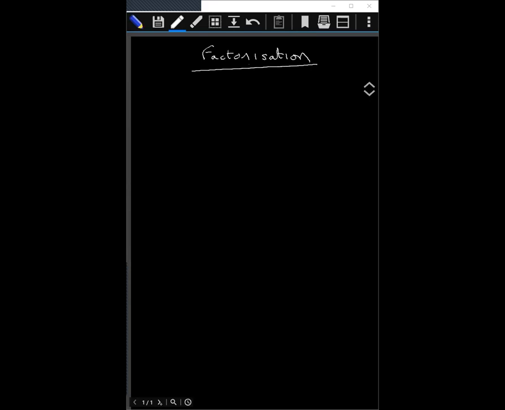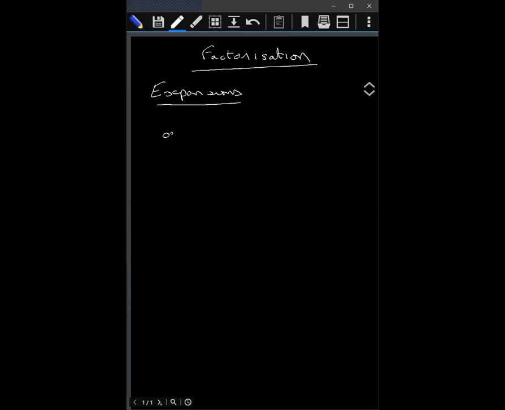Okay, so what are we doing today? We're going to do factorization. When we were doing expansions, we had a squared plus 2ab plus b squared. We saw that a plus b, the whole thing squared, is a squared plus 2ab plus b squared. This is expansion.